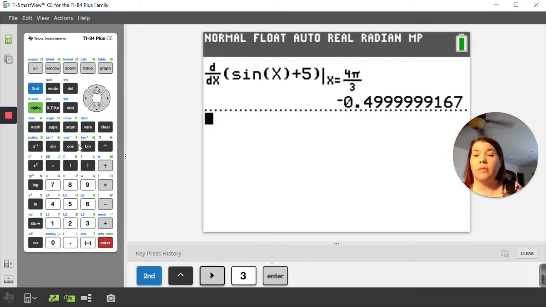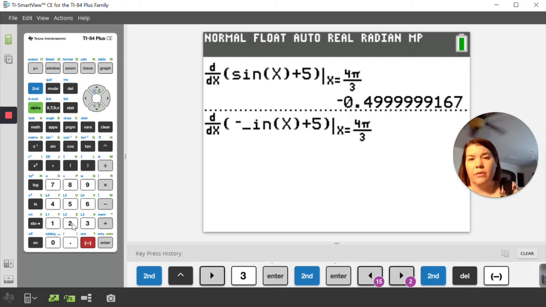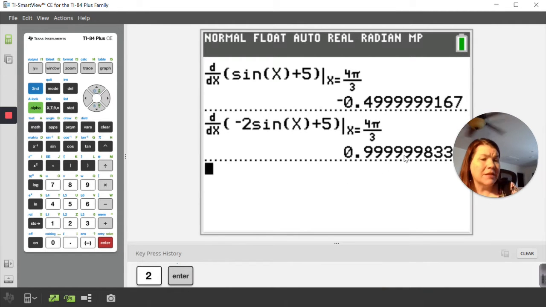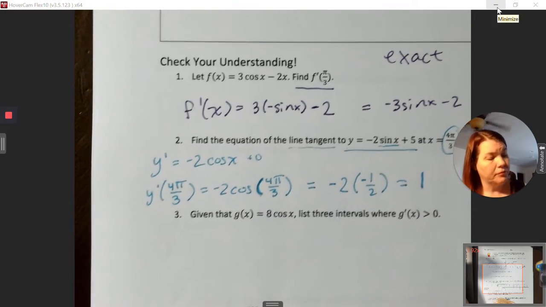So let's do that again. Bring it right back. I forgot to put the stuff in front of sine. So I'm going to second, insert negative 2. Okay, see, 1. But this is why using the calculator is not always the most reliable thing. Our brains are more reliable sometimes than the calculator. Okay, so I got 1.